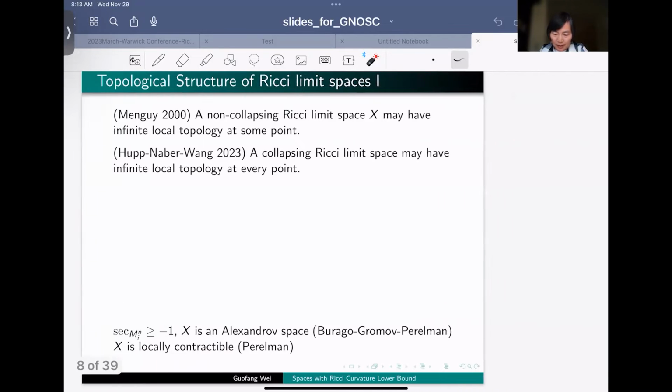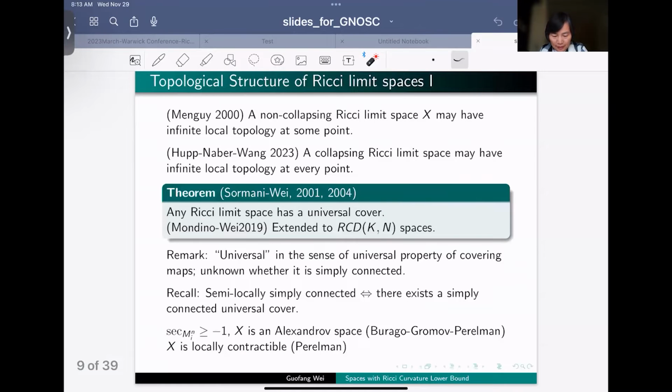So what are the positive results? One of the first positive results, I think back 20 years ago, is joint with Sormani, and I showed that a Ricci limit space does have at least a universal cover.